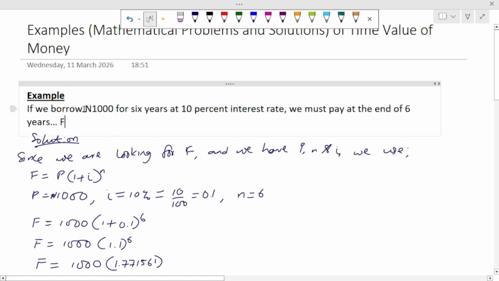Because this is the sum of money, which is P. I didn't write out the parameters, but this is P, the sum of money. Then this is I, which is the rate of interest, 10%. Then the years is given, 6 years, that's N. Then the F is the future amount of money we must pay in 6 years. The future amount of money is not given, so we are looking for that.